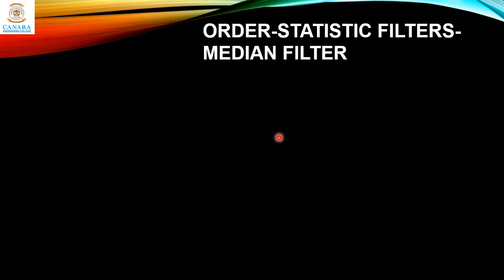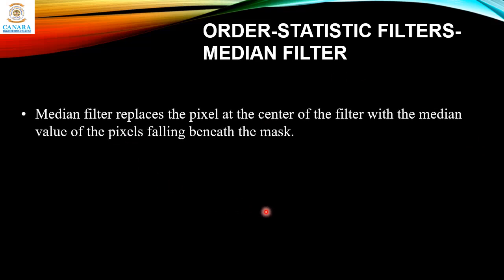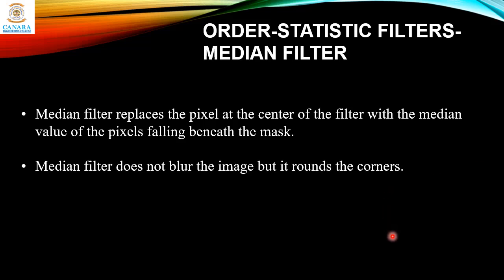Let's take one particular example of order statistic filters, that is the median filter. A median filter replaces the pixel at the center of the filter with the median value of the pixels falling beneath the mask. A median filter does not blur the image, but it rounds the corners. Nonetheless, it's a low pass filter, and we'll see how it works and what the outcomes are in the next part.